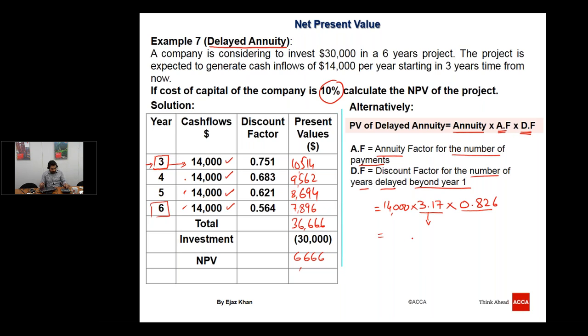The answer will be approximately 36,659. So it's almost the same. There's $7 difference. And then we'll just deduct the investment, and the answer will be 6,659, approximately the same. Is it clear?